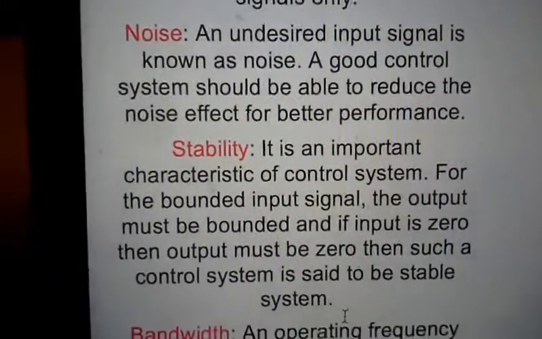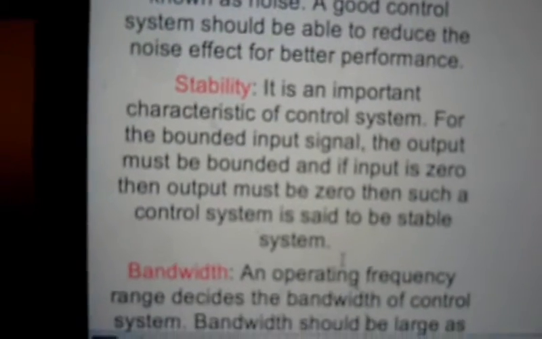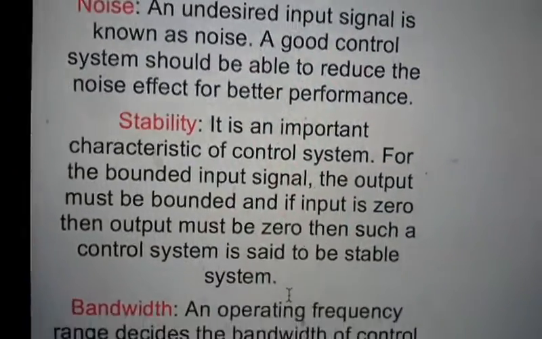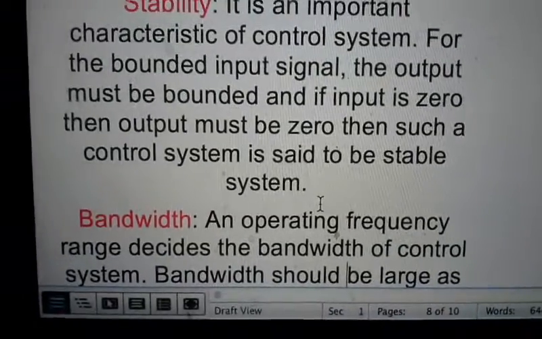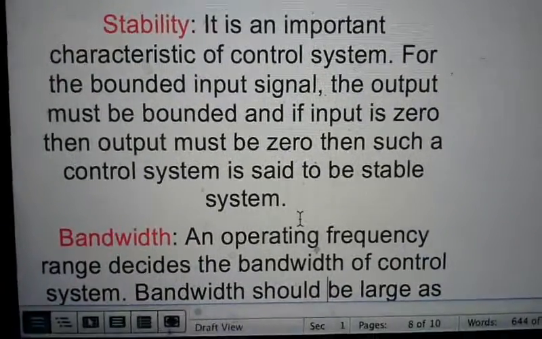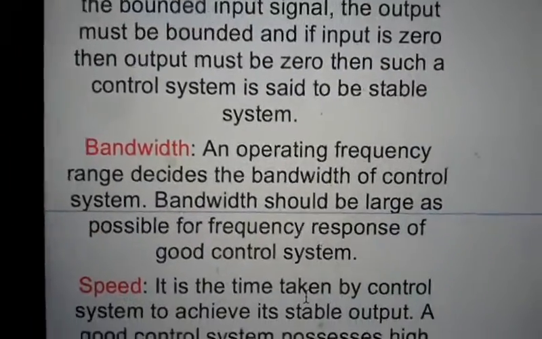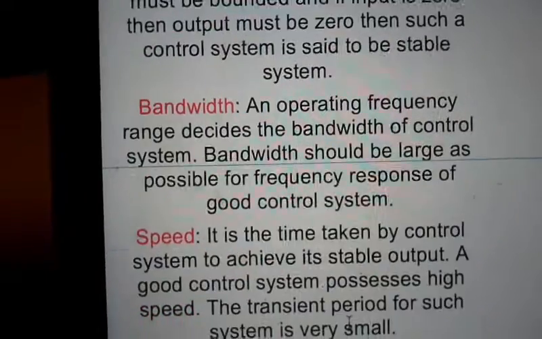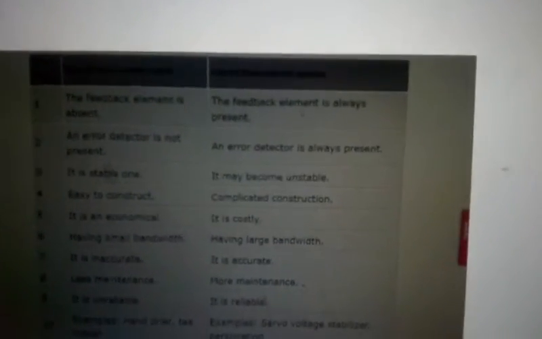Many people don't know what bandwidth is. An operating frequency range decides the bandwidth of a control system. And this bandwidth applies to devices that work with frequency, for example, an oscillator or any other kind of system. For example, a radar. That would be a good example of that. And it needs speed, oscillation. Sorry about that, guys. Let's continue.